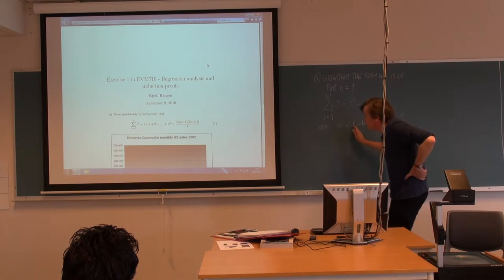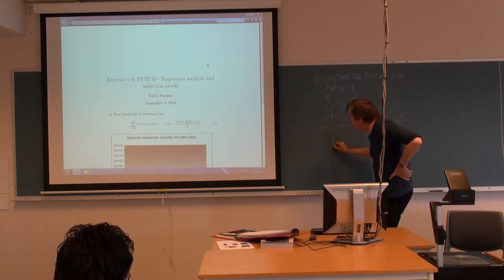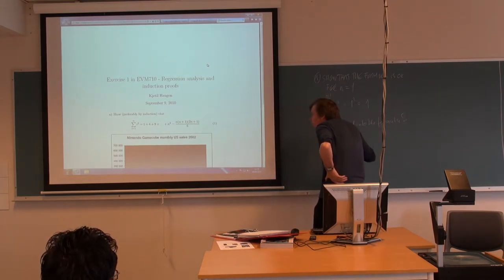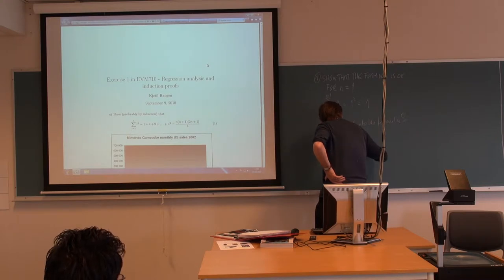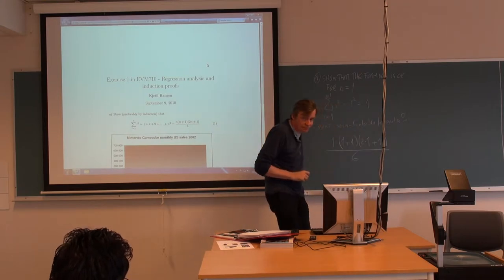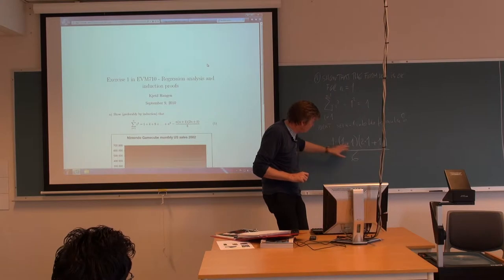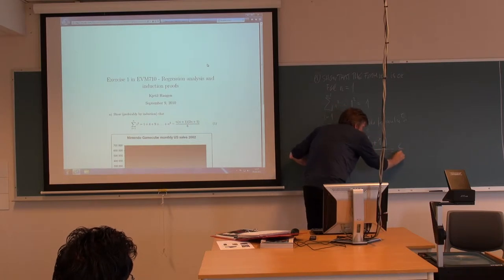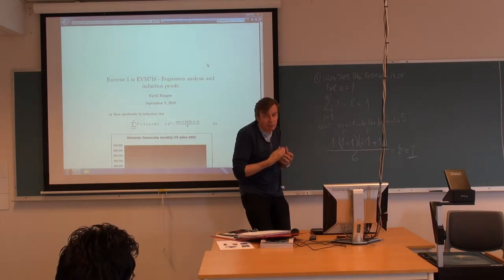So let's put n equals 1 into this formula, then we get 1 times (1 plus 1) times (2 times 1 plus 1) divided by 6. We probably see immediately that 1 plus 1 is 2, 2 times 1 is 2 plus 1 is 3, 2 times 3 is 6. So we end up with 1. Okay, so this is fine for the first starting point.